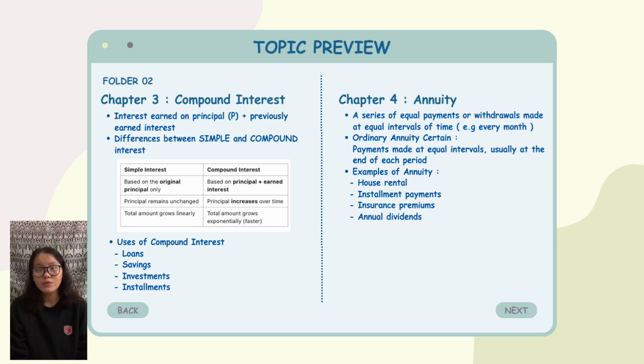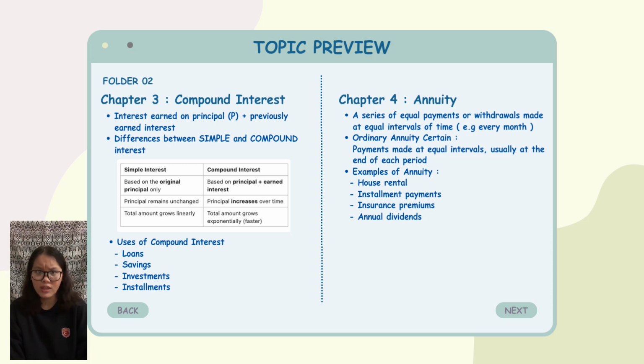The uses for compound interest: compound interest is usually used in terms of loan, investment, installment, and savings. That is all for chapter 3. So we will be moving on to chapter 4. Chapter 4, which is annuity.